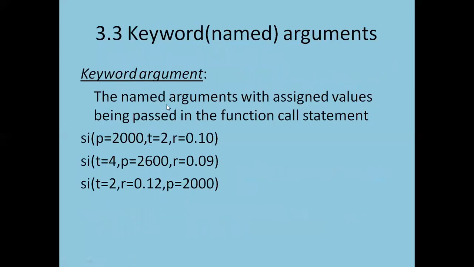Then the keyword or named arguments means that you can define inside, like suppose we are using the same PTR, your simple interest, the named arguments with assigned values being passed in a function call statement. So I can even write this way, P is equal to 2,000, T is equal to 2. I can even give a name inside my argument, matching my function definition. So this is the way I can write. Even though normally it may not be in the same order, even then it will still work. My time is here, my P value here, and my rate here. This is known as keyword or named arguments.